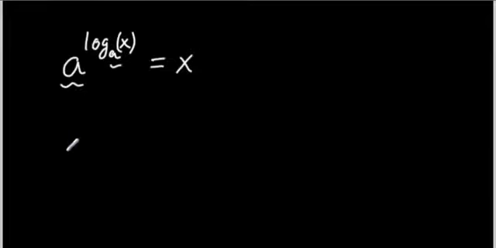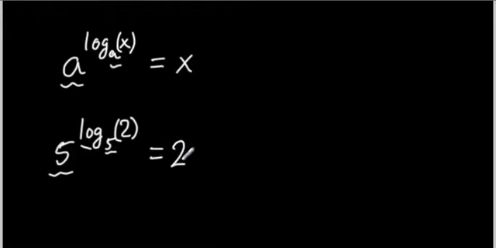So for example, if I had 5 to the power of log base 5 of 2, right? The whole thing is in the exponent. So this is my base, and then there's another little base over here. This is actually equal to 2, okay? I'll give you another example, and I just want you to be careful. Say, for example, I have 7 to the power of 2 log base 7 of 4.